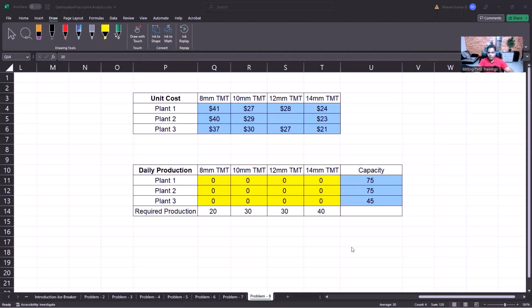Hello, friends. Welcome to yet another prescriptive analytics session or data optimization session. We will talk about yet another business problem in solving the network models.